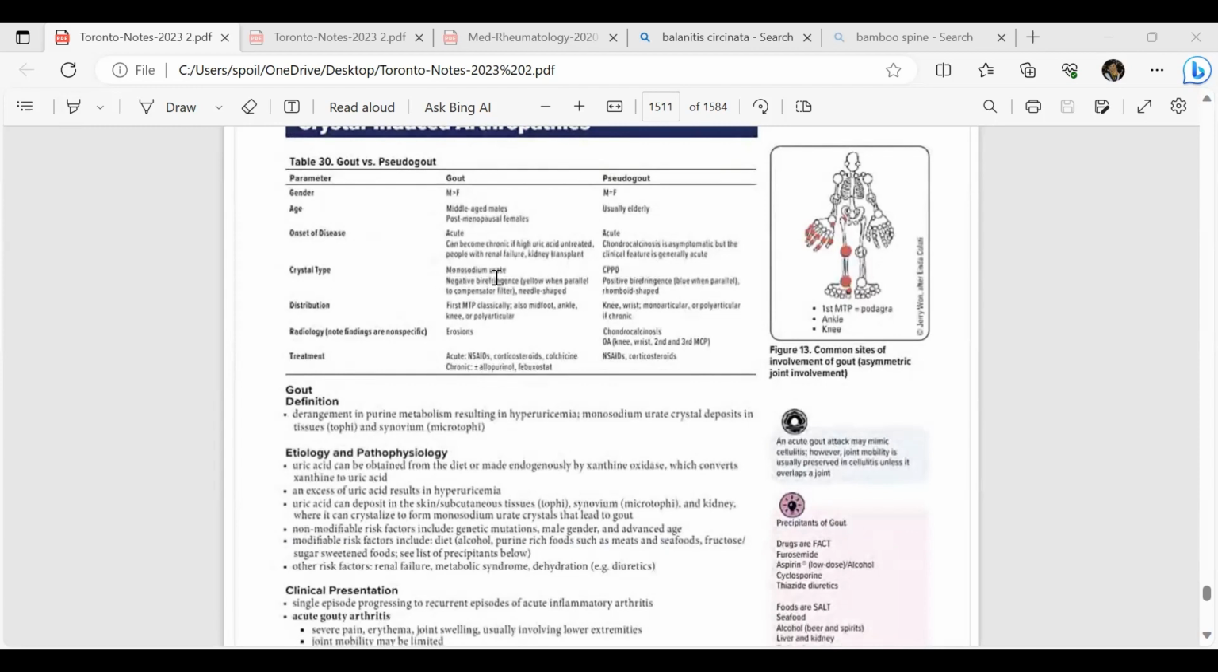Crystal type is monosodium urate crystals in gout. And here it is CPPD crystals. Birefringence: negative, needle shaped, and here it is positive, rhomboid shaped. Distribution is first metatarsophalangeal joint, MTP.